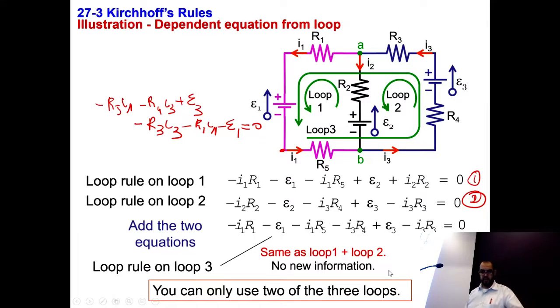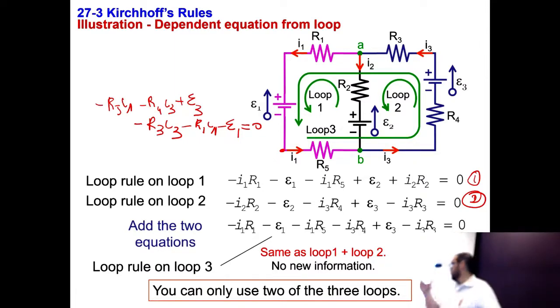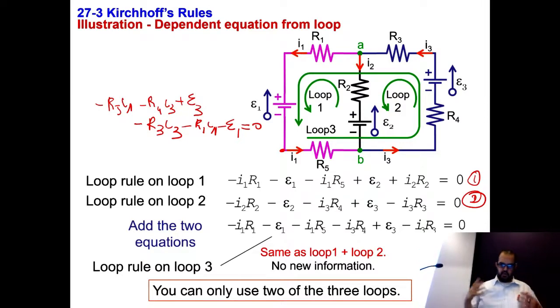So you can only use 2 of these three equations, and this one is just the sum of this one and this one. It does not give you more information. And so in a circuit like this, you have to use loop 1, loop 2, and one of the junctions. This is just an aside so that you do not use dependent equations. If you have three unknowns, you have to have three independent equations to solve for three unknowns. All right?